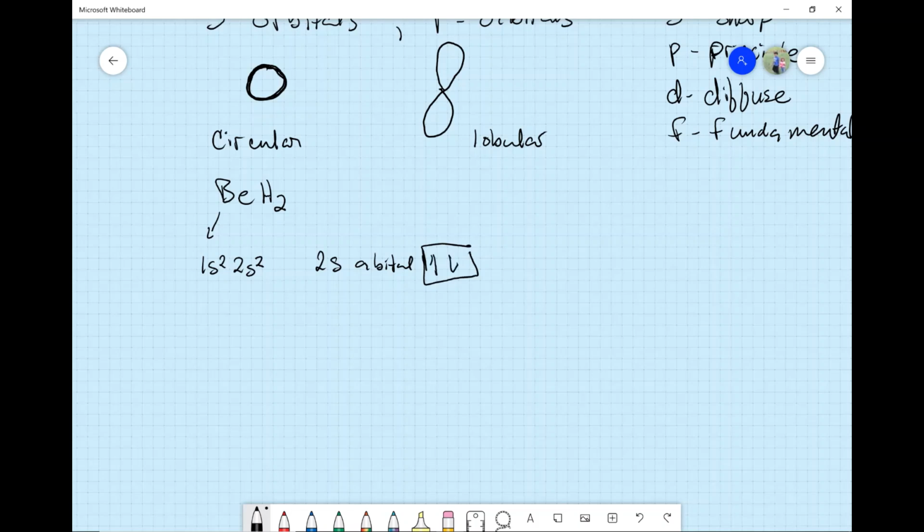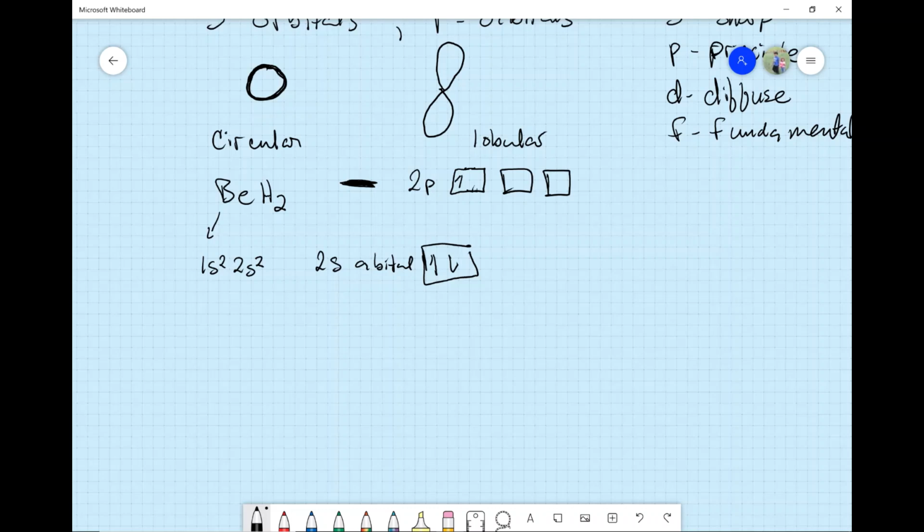Totally filled. Okay, so when the hydrogen comes along, what's happening is one of these kind of goes up to the 2p, but not really. This valence shell is totally filled, so for this beryllium to bond with this hydrogen, which only has one electron for each atom, something like this has to happen.